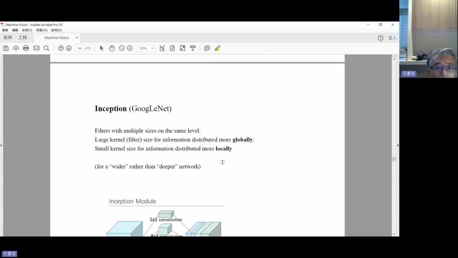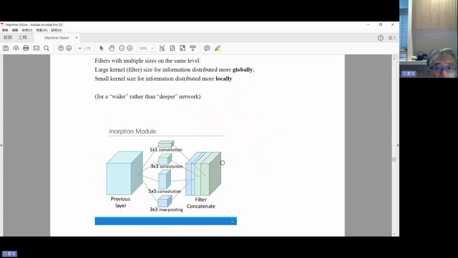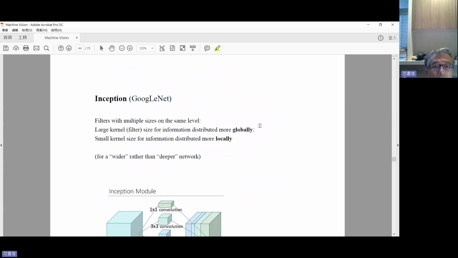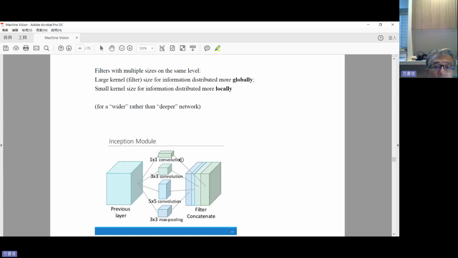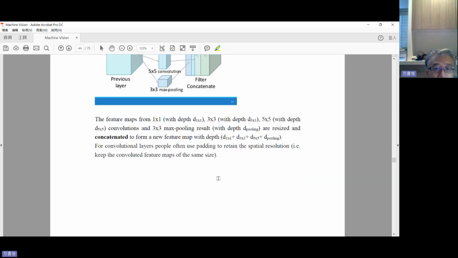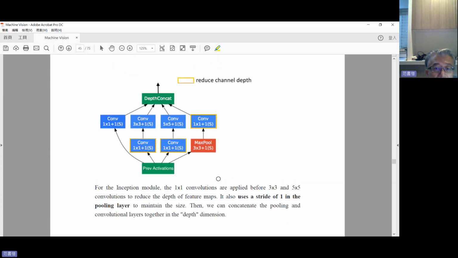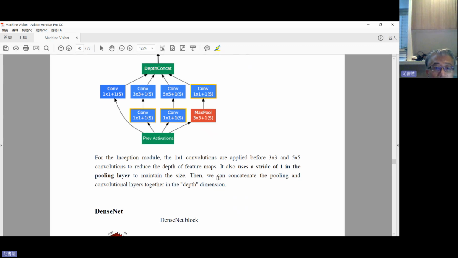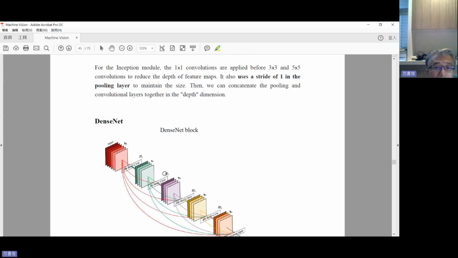This is almost 10 years ago. So the filters were multiple sizes on the same level. So this is inception. Large kernel size for information distributed more globally, small kernel size for information distributed more locally. And this inception also uses a 1-by-1 in the pooling layer as well. The DenseNet uses what is called a skip connection.